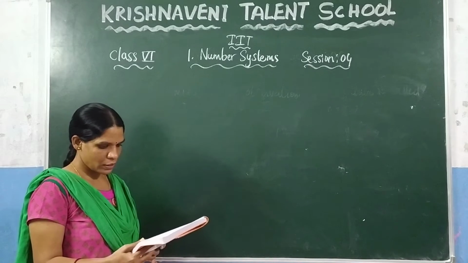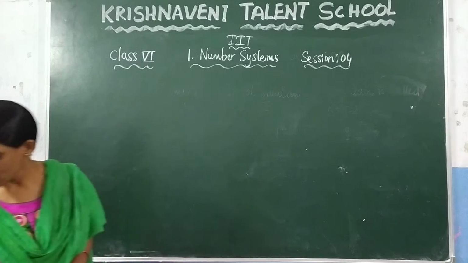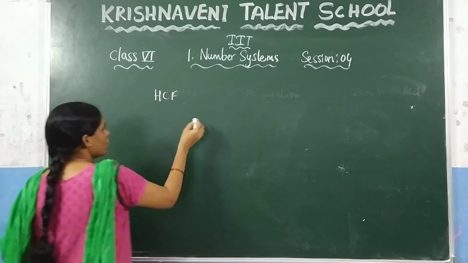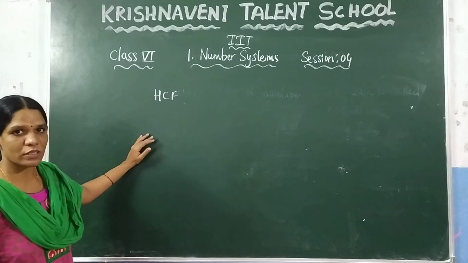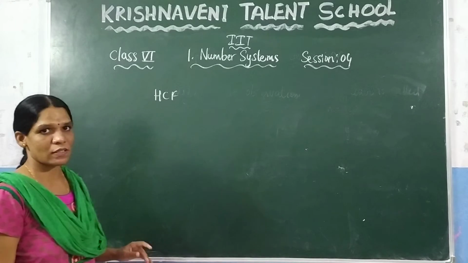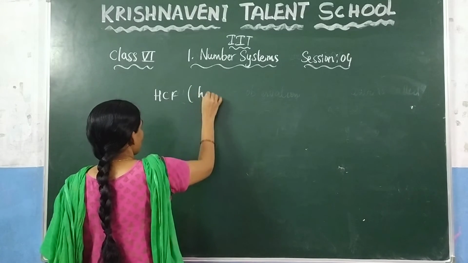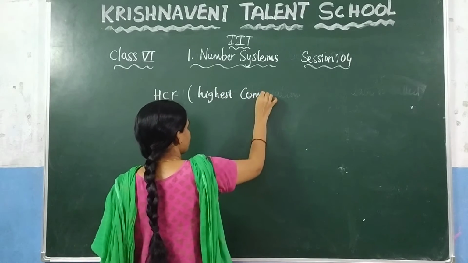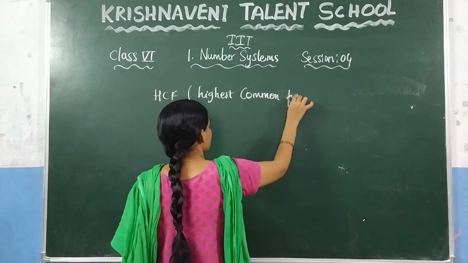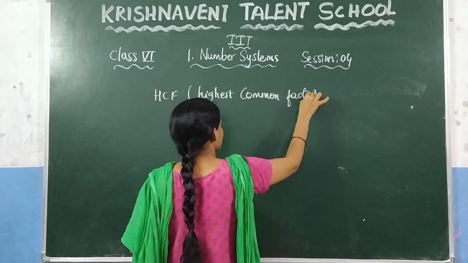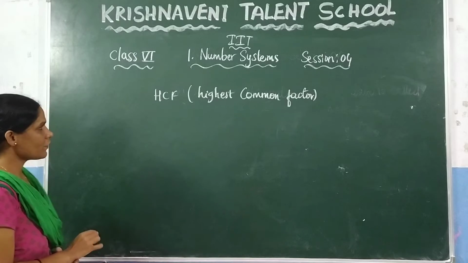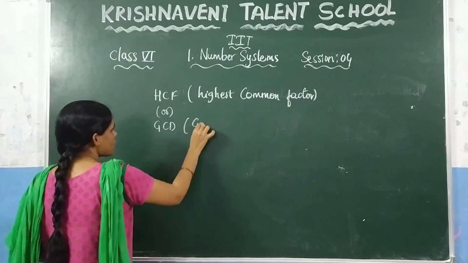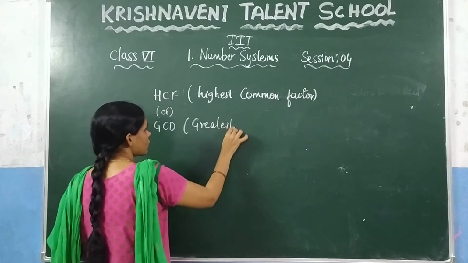On page number 3, you can see that. Here, the first one: what is meant by the HCF? In this session we are going to discuss the HCF. HCF is nothing but the highest common factor. We call this an HCF and we can call it GCD also. What is meant by GCD? It is nothing but the greatest common divisor.